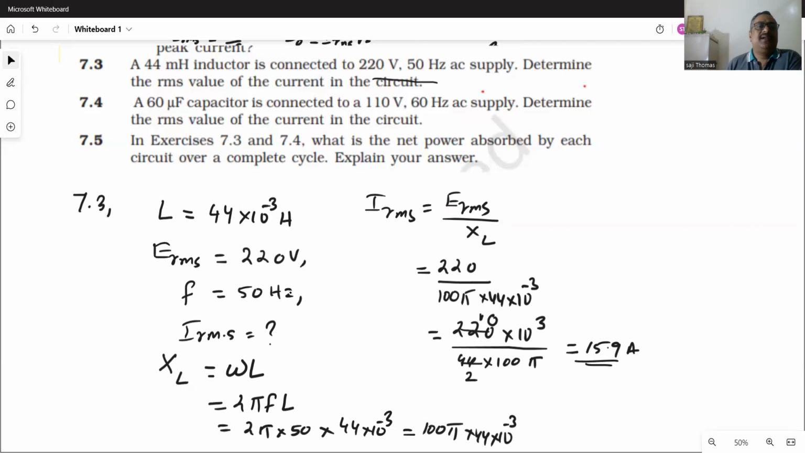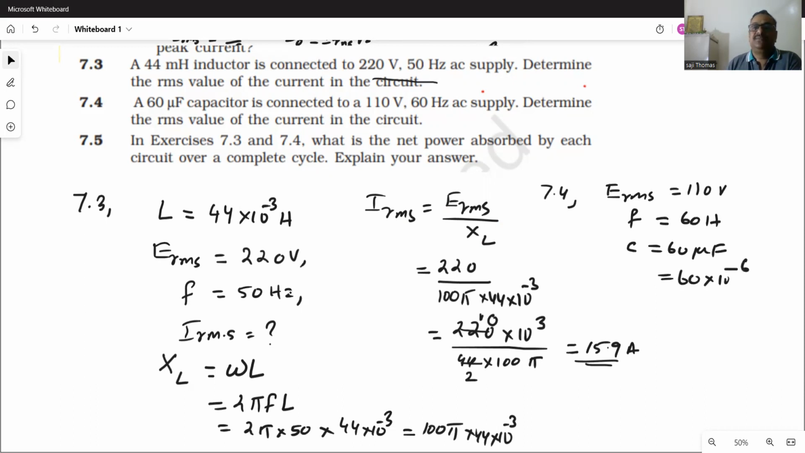A 60 microfarad capacitor is connected to a 110 volt 60 hertz AC supply. So here also the RMS voltage is 110 volt. Frequency is 60 hertz. Capacitance is 60 microfarad. Convert into farad: 60 into 10 raised to minus 6 farad. You need to find out the RMS value of current in the circuit.